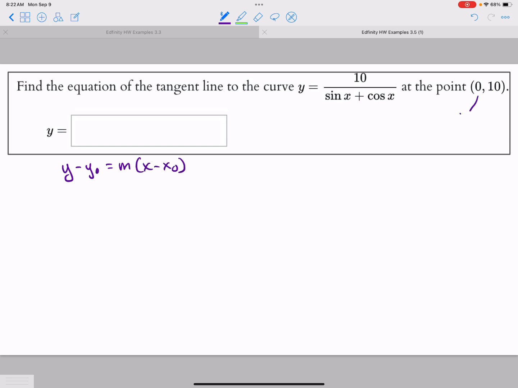And we are given x0 and y0. And the slope is y prime at 0. So I'm just going to plug in what I do know right now. And now let's work on finding the slope. So y prime of 0, I need to first find y prime.